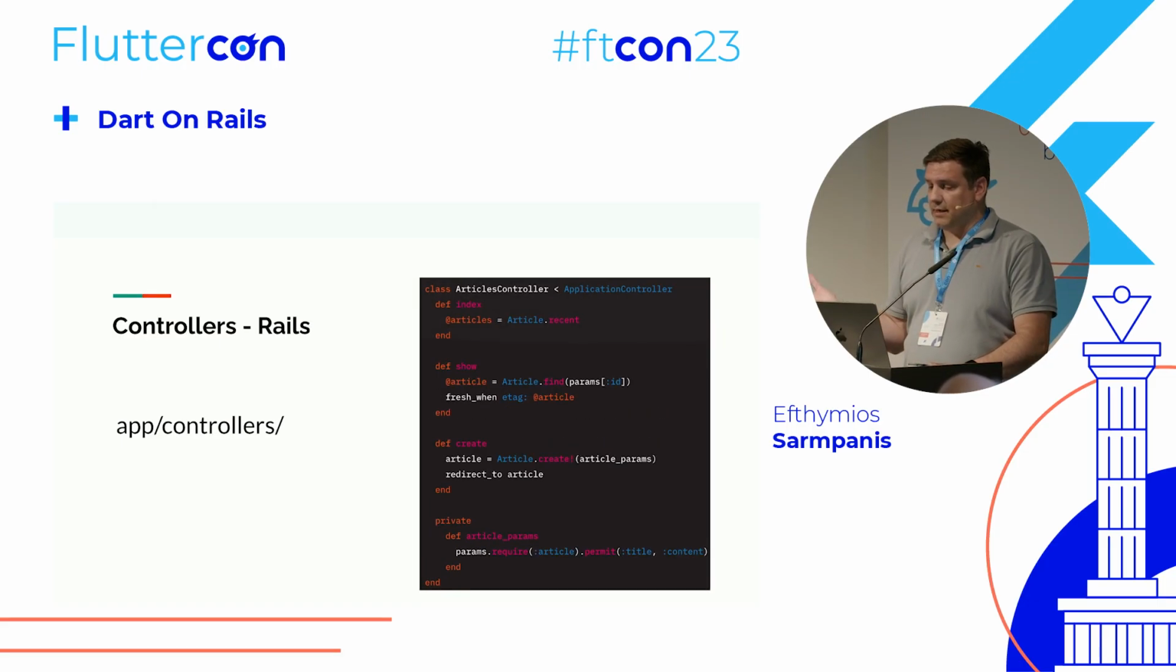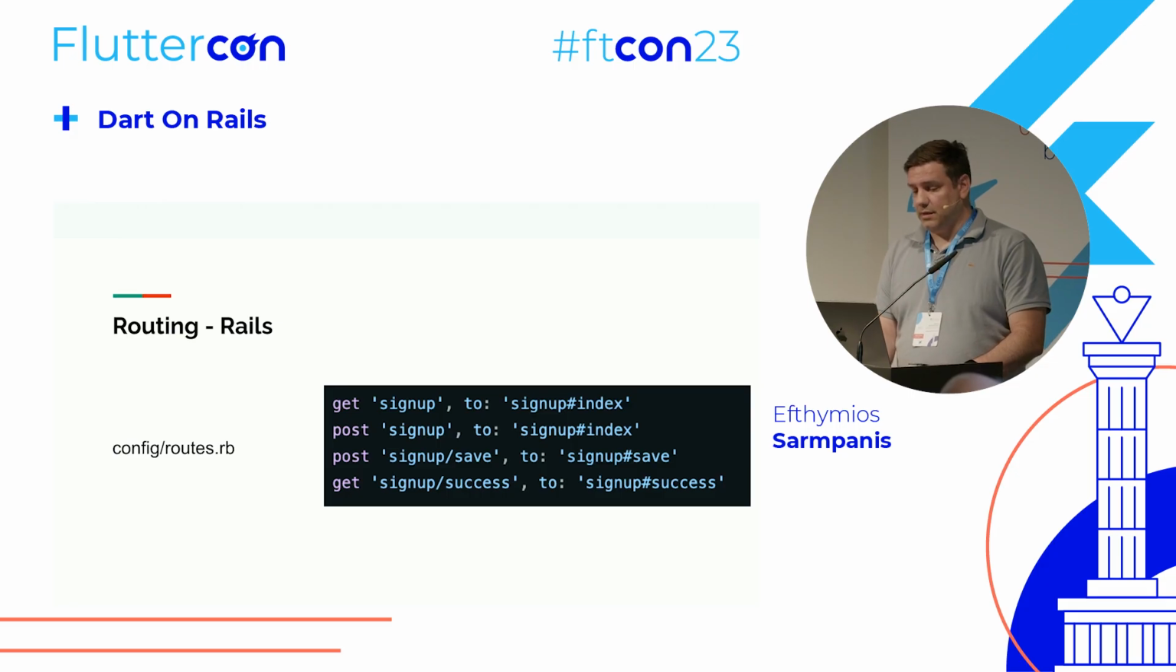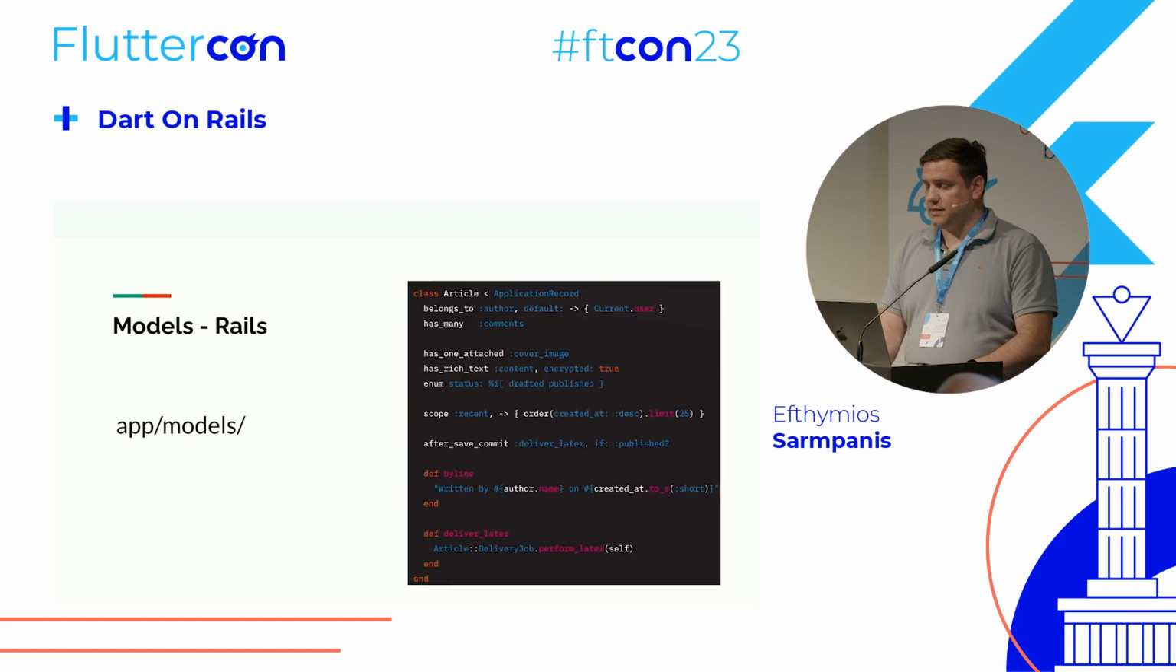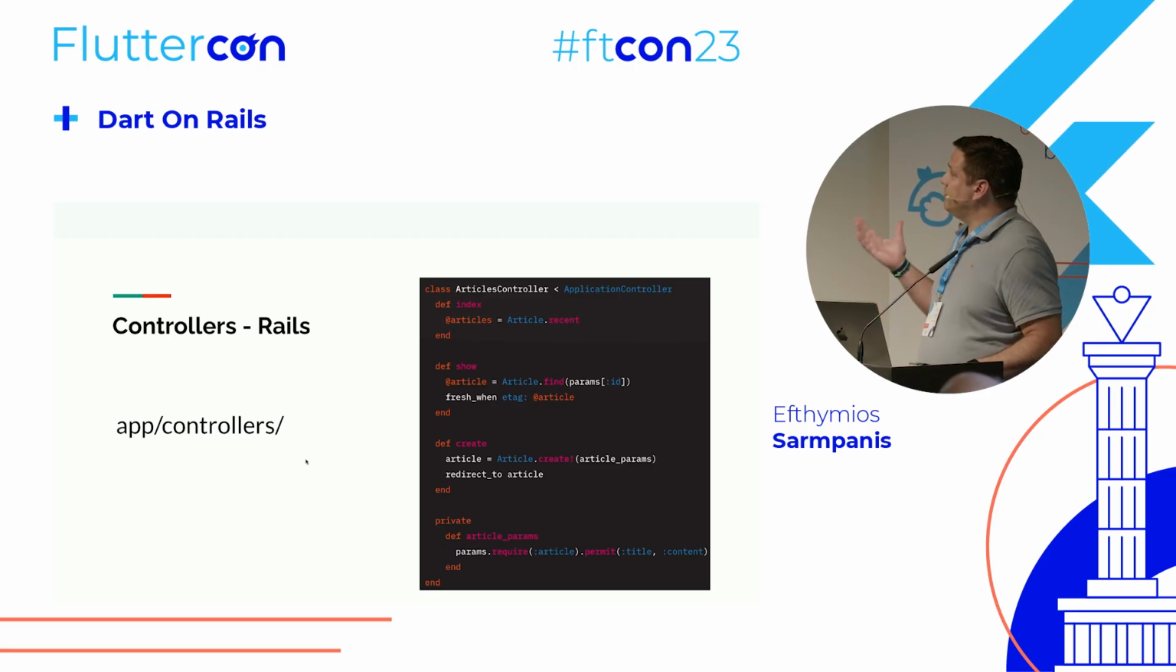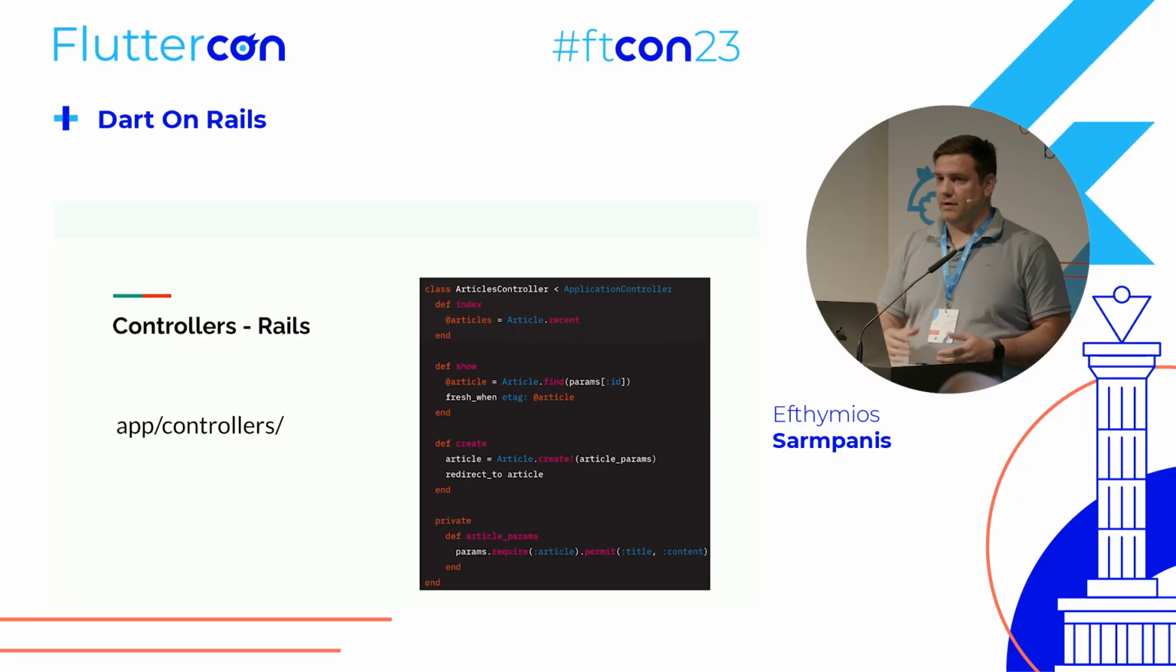Controllers, so that's the controller class. It's an articles controller class. You can see that they define the index, show, create methods. Those are the handler methods that, if you remember, they are using in the routing. So in the routing, you can have articles has index, and it will be redirected to the articles index here. And you can see that it accesses the Active Record in order to get the data and then pass the data to the view.